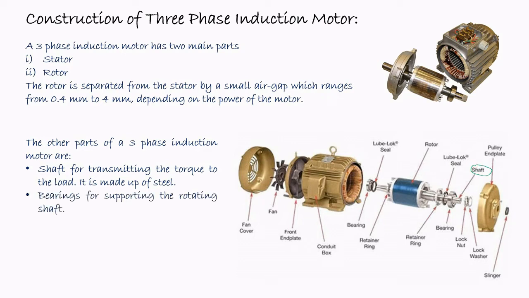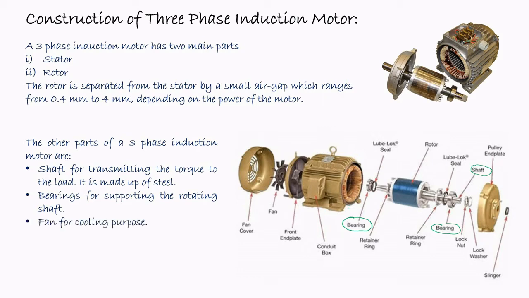Next is the bearing. Bearing is basically for supporting the rotating shaft. So here the bearings are used on both sides of the shaft. One is at the beginning and another is at the end side. So these are the bearings of the rotor which is connected to the shaft.